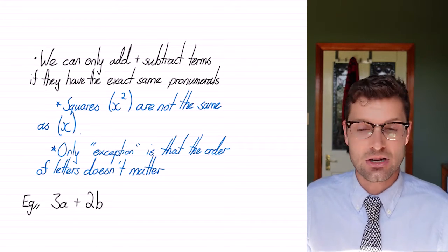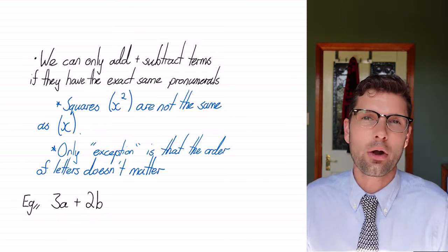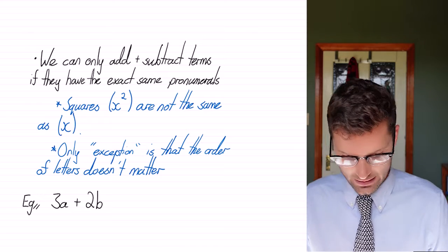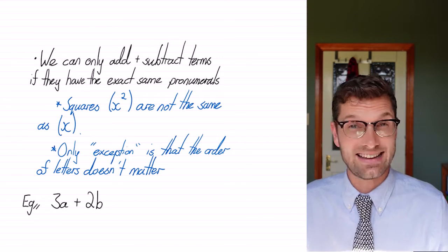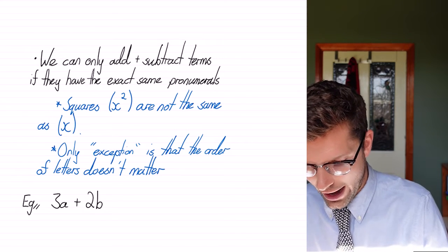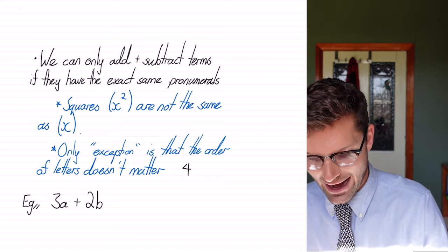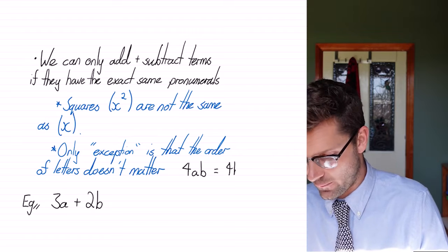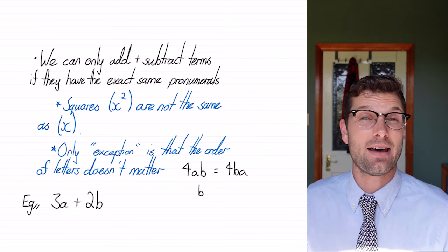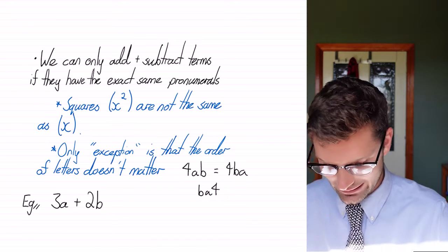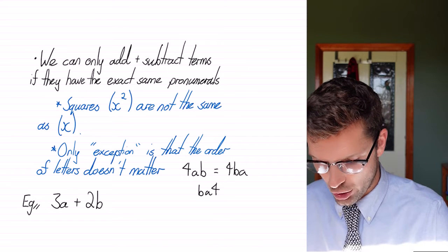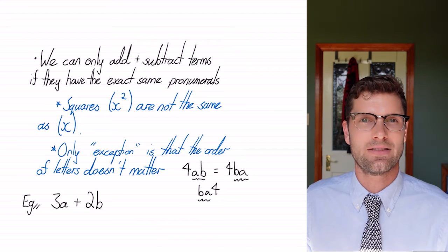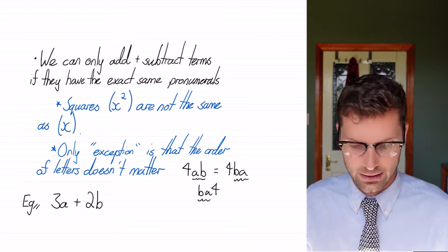The only exception to this is that the order of letters doesn't matter, and that's because multiplication works either way. An example of this is that 4ab is the same as 4ba or the same as ba4. That doesn't really matter, but as long as the letters or the pronumerals are exactly the same, you're totally in the clear. So these ones are like.